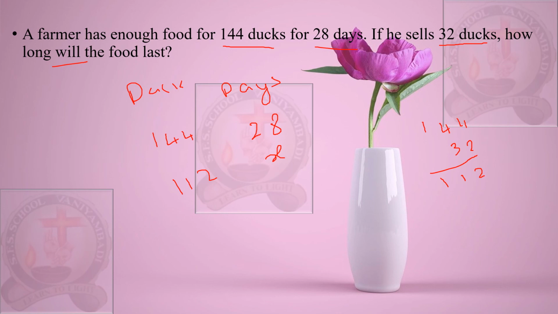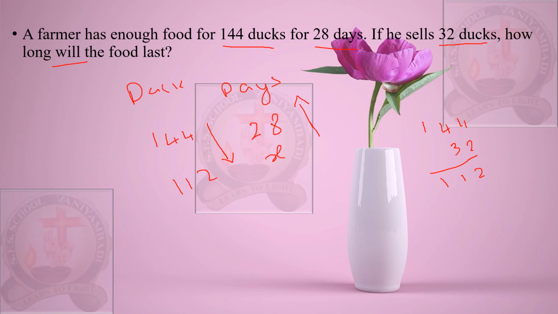First we should understand whether it is a direct proportion or an indirect proportion. How can we identify? It's very simple here. First the ducks were 144, then it is reduced to 112 here. So the ducks are decreased. Therefore, the days will increase here. Now one quantity is decreasing, another quantity increases. So it is an indirect proportion.